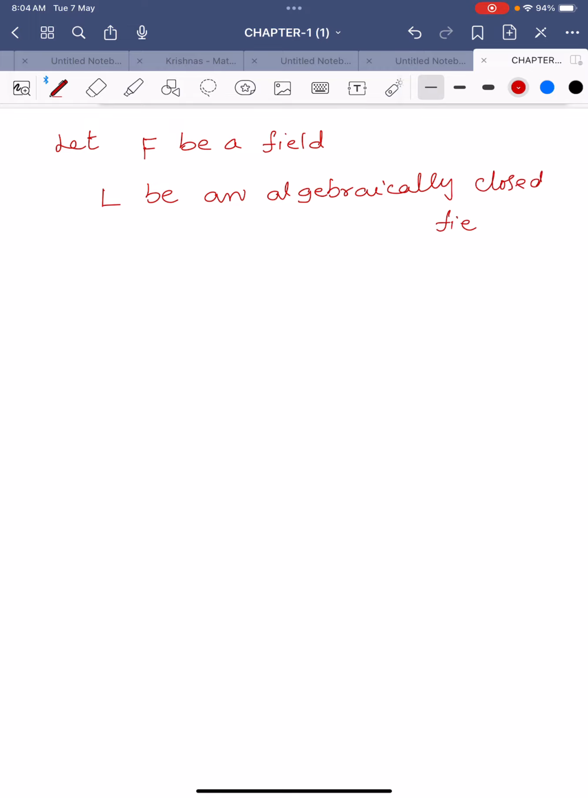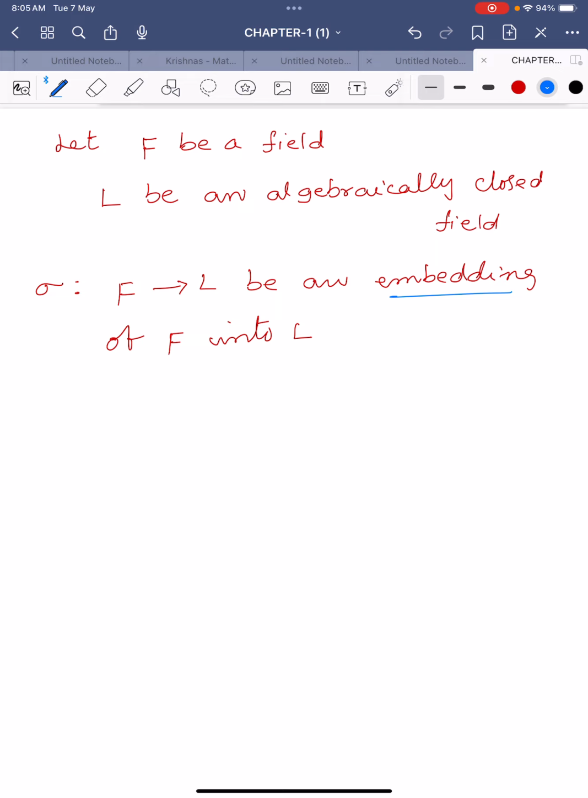Let capital F be a field and capital L be an algebraically closed field, and sigma maps F into L be an embedding of F into L. Then by the definition of embedding, it can be written as sigma of a equals a for all a belongs to capital F.